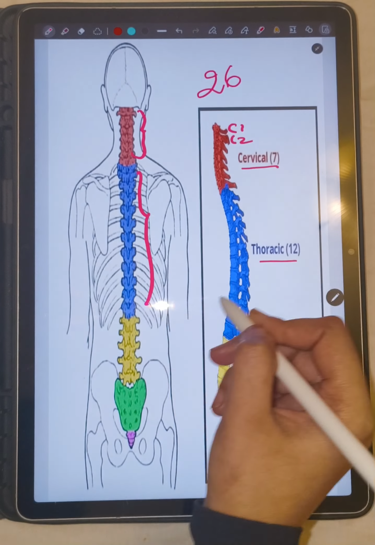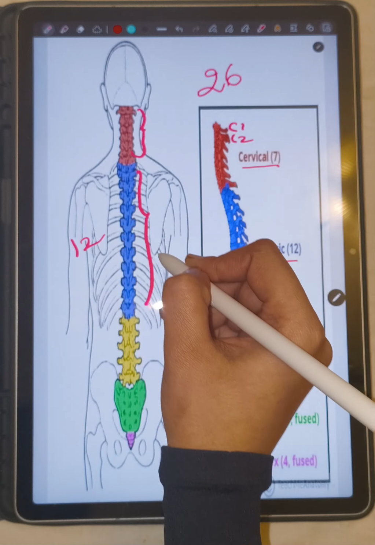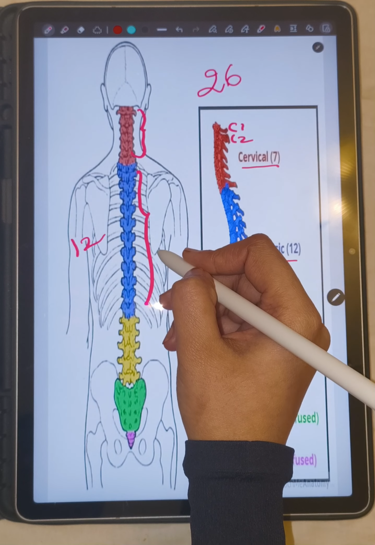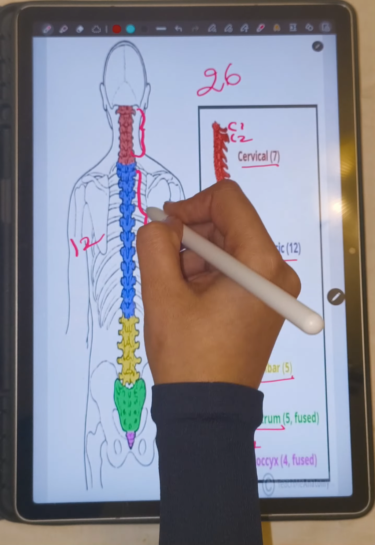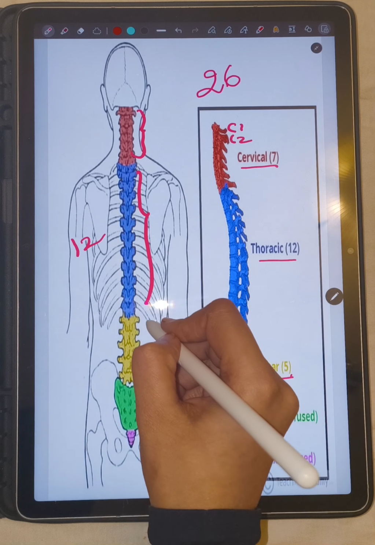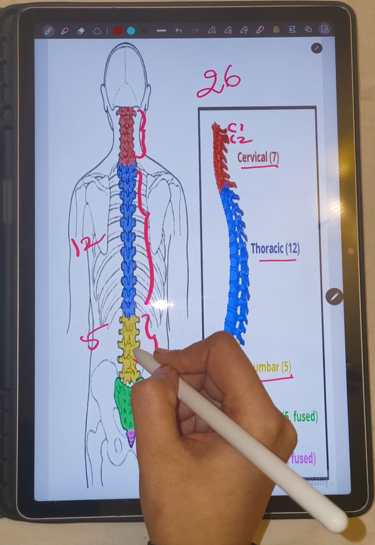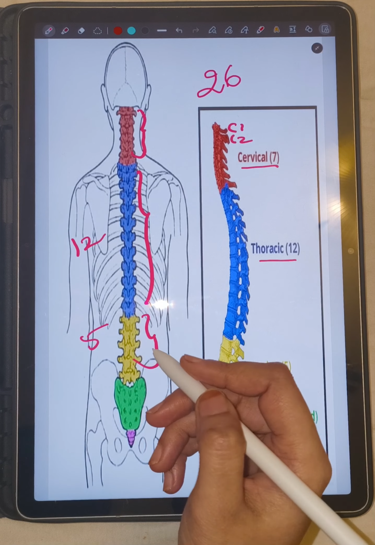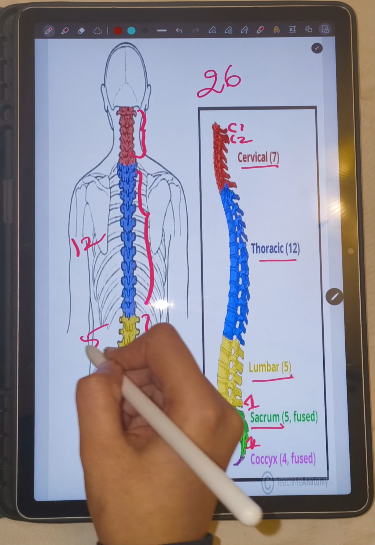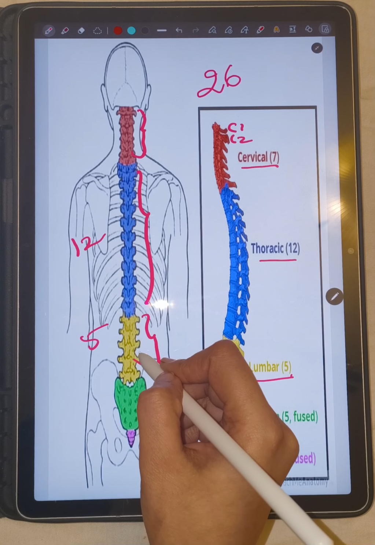Next, this is the thoracic bone, 12 bones. In the upper mid back, attached to the ribs, they protect thoracic organs like the heart and lungs. Next is the lumbar bone, 5 lumbar bones. The lower back supports body weight and provides flexibility and movement. The lumbar bones are 5 bones in the lower back that support body weight and provide flexibility and movement.